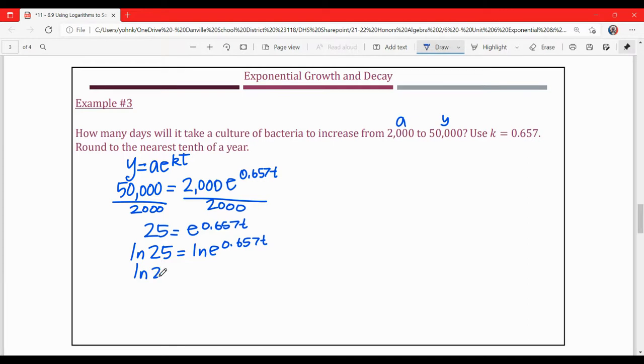So the left side stays ln 25, but the right side becomes 0.657t. Divide both sides by 0.657. T equals, actually, I think this is supposed to be days. So this would be nearest tenth, so 4.9 days.